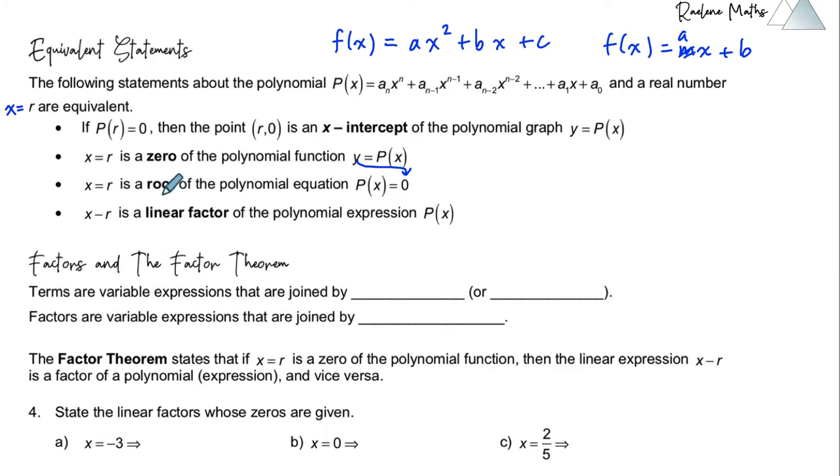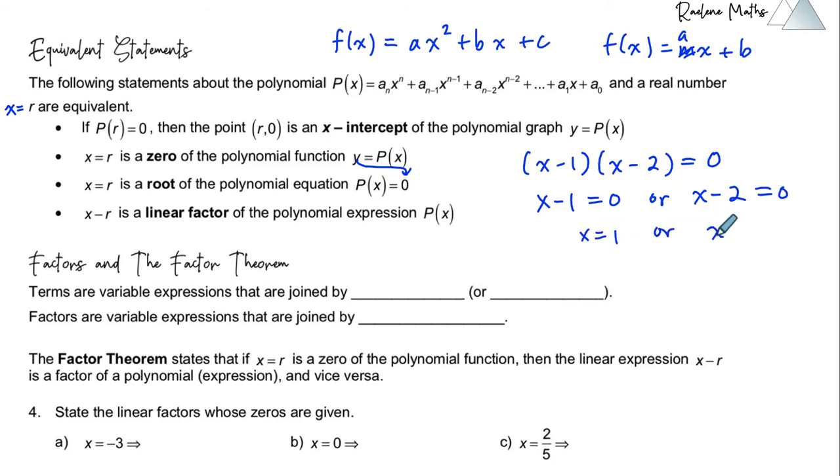And then if x equal to r is a root, we know from the zero product property, let's just go back to an example. If we had a quadratic that had been factored and set equal to 0, then we would say either x minus 1 equals 0 or x minus 2 equals 0, and therefore x equals 1 or x equals 2 gives us the zeros or the roots of the equation.